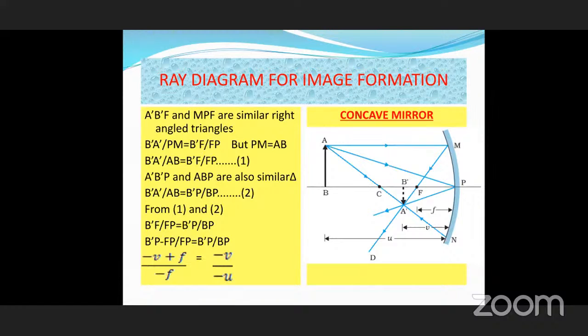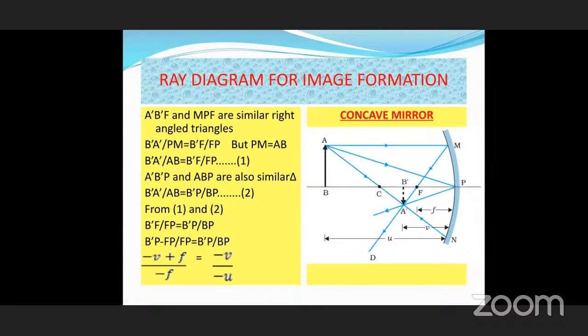This is the second one. While comparing the first equation and the second equation, the LHS sides are the same. Therefore, the RHS sides you can equate. Therefore, B dash F by FP is equal to B dash P by BP. Now, here B dash F, how to calculate this distance? It can be B dash P minus FP.